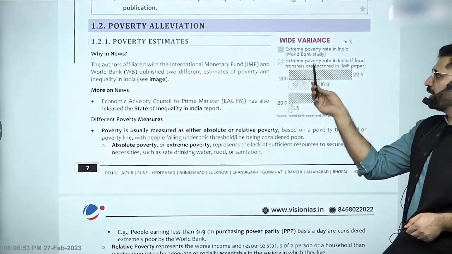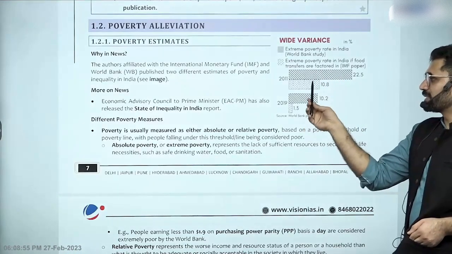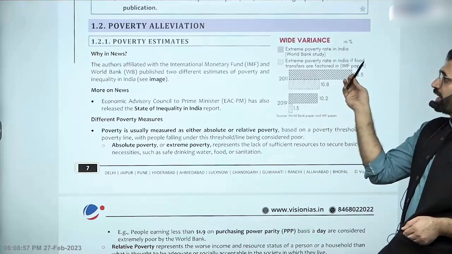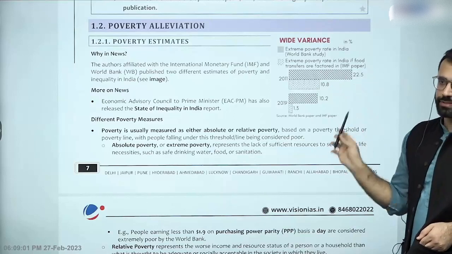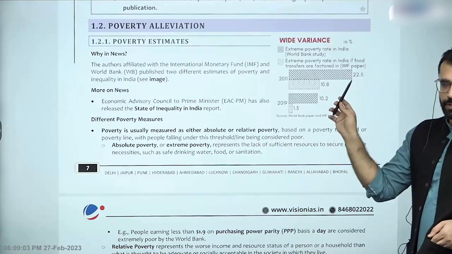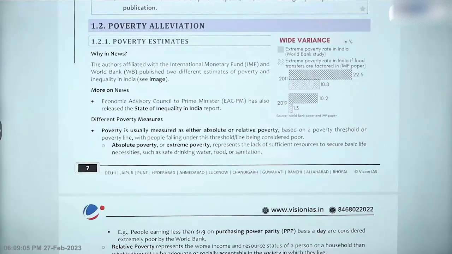Extreme poverty in India 22.2 to 10. This is 10 to 1.3. Now extreme poverty rate in India, food transfers are factored in. The IMF paper factored in the food transfers. This is the poverty estimate debate which happened last year.